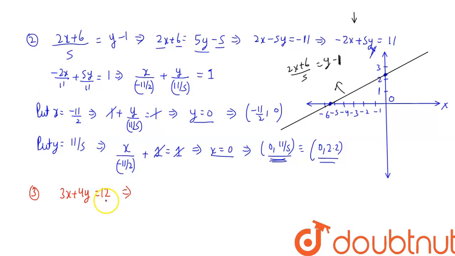Now for solving this, we are going to divide by 12 in this equality. So we get x/4 + y/3 = 12/12, that is 1.